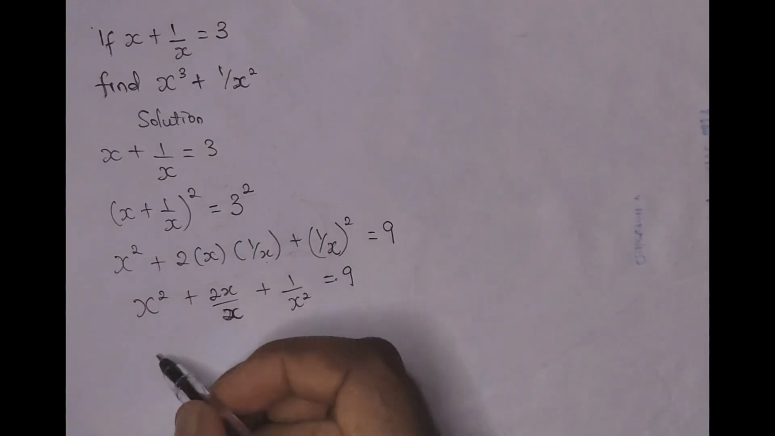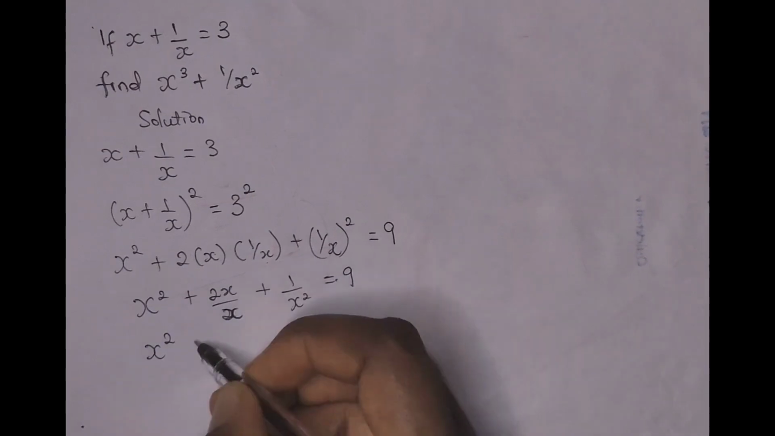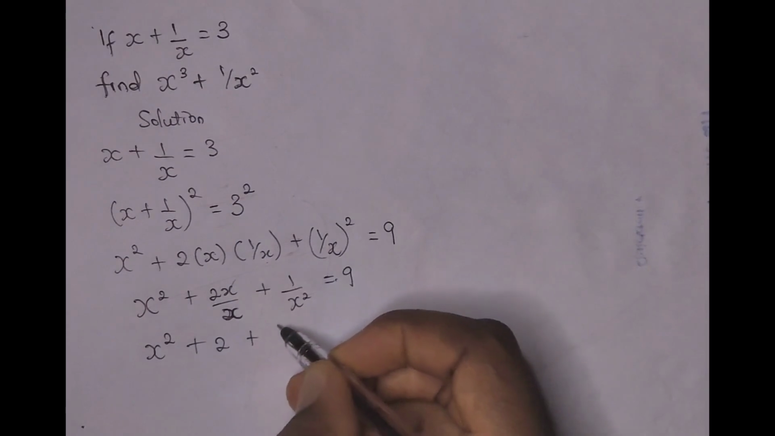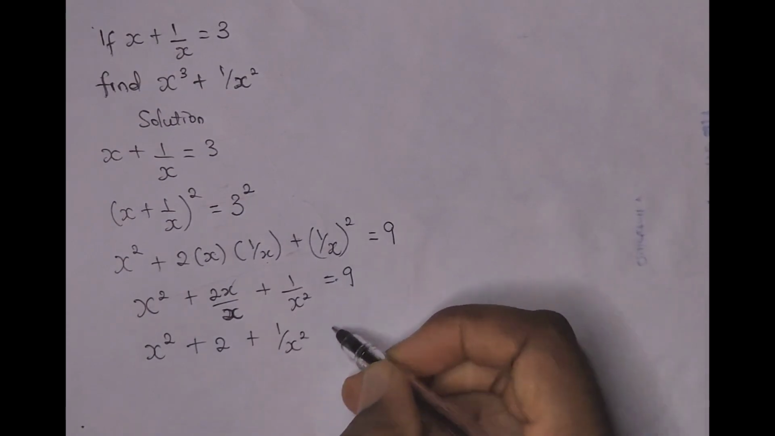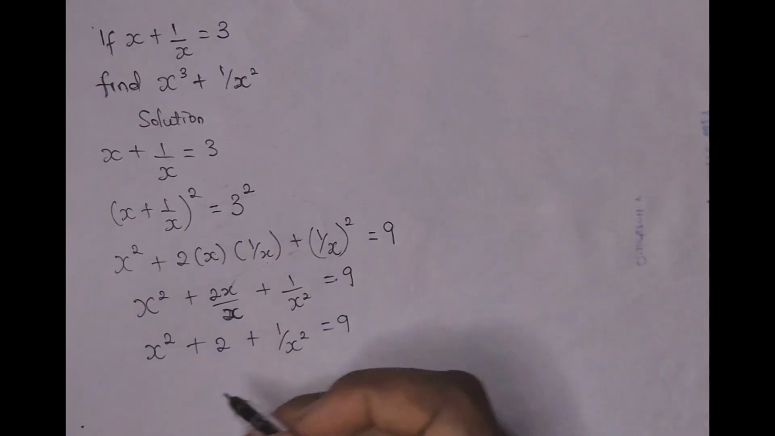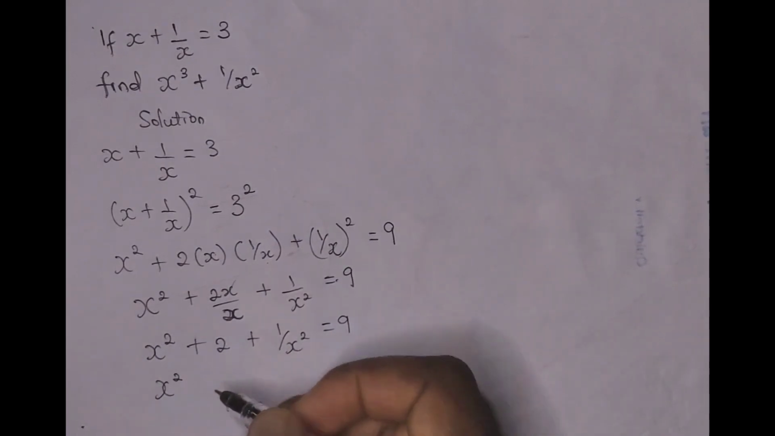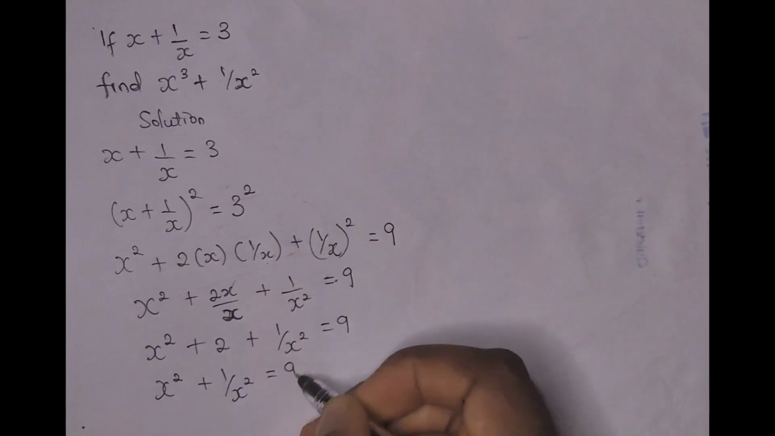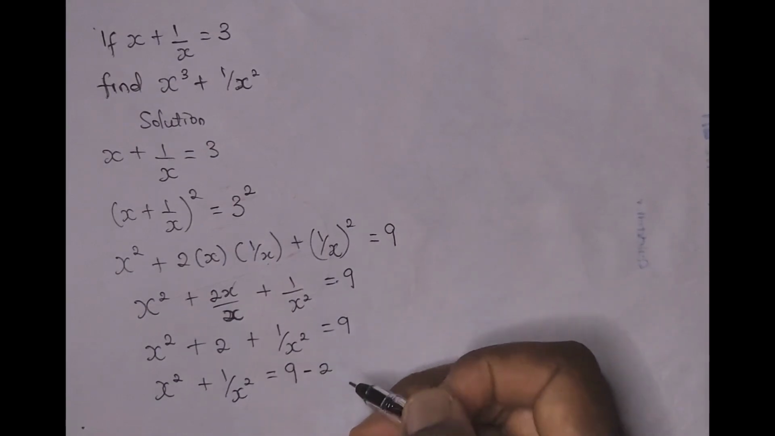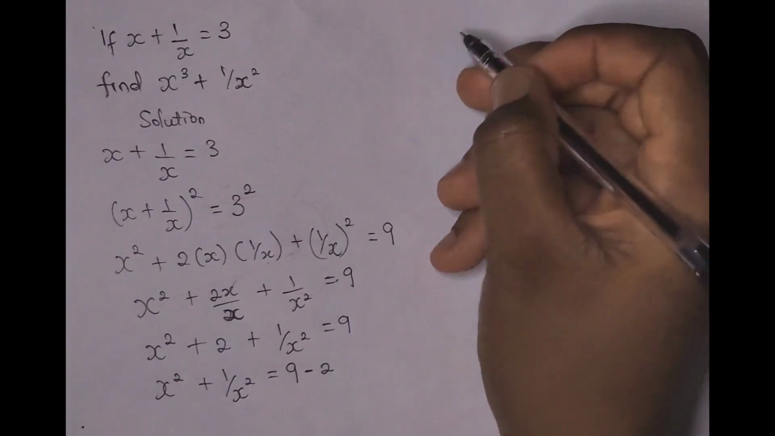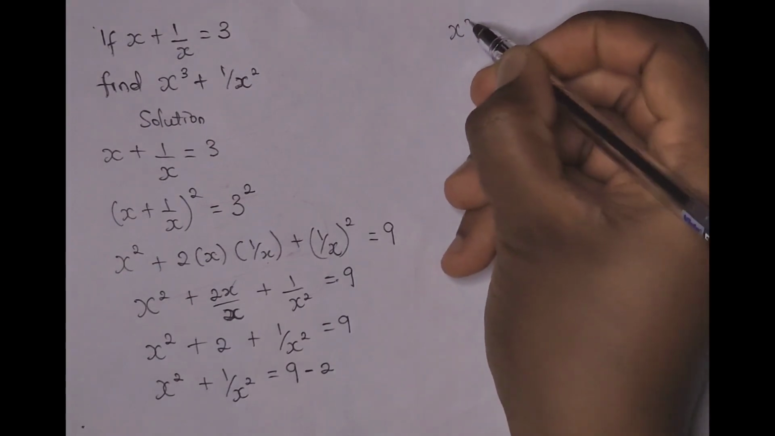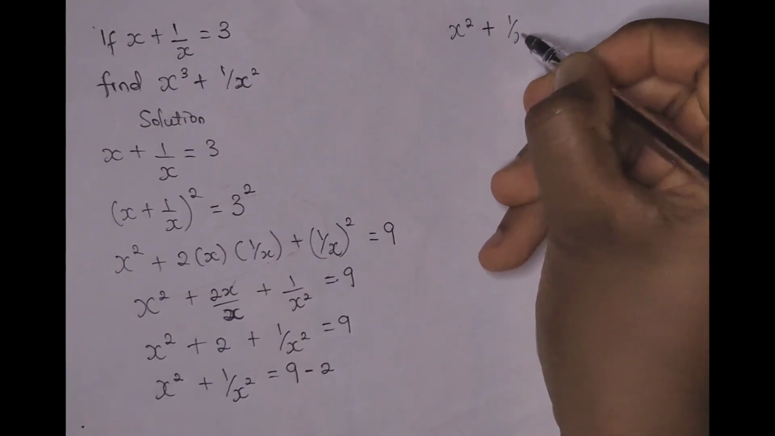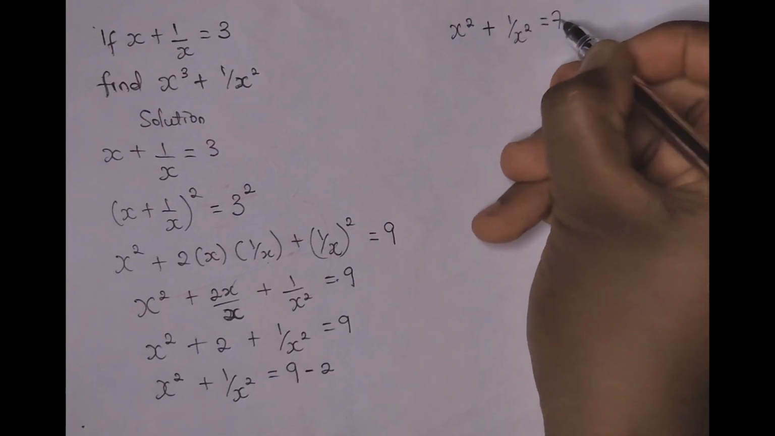So this will then give us x squared plus, this x will cancel this, we'll have plus 2 plus 1 over x squared equal to 9. So we then have x squared plus 1 over x squared equal to 9 minus 2. So from here, we'll then be left with x squared plus 1 over x squared equal to 7.